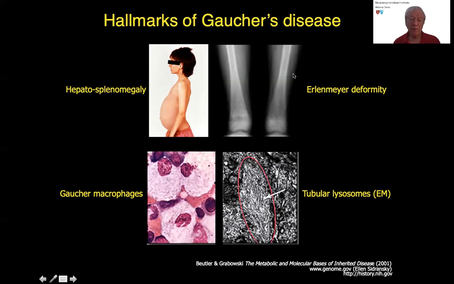There are also problems with the skeleton. People who have type 1, even the mild form, have problems with osteoporosis, bone pain, necrosis. And in type 2 and type 3, the skeletal problems are even worse.